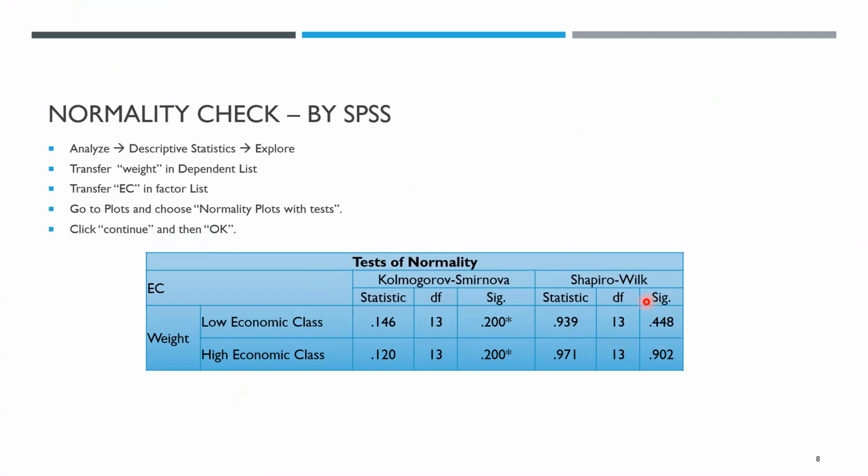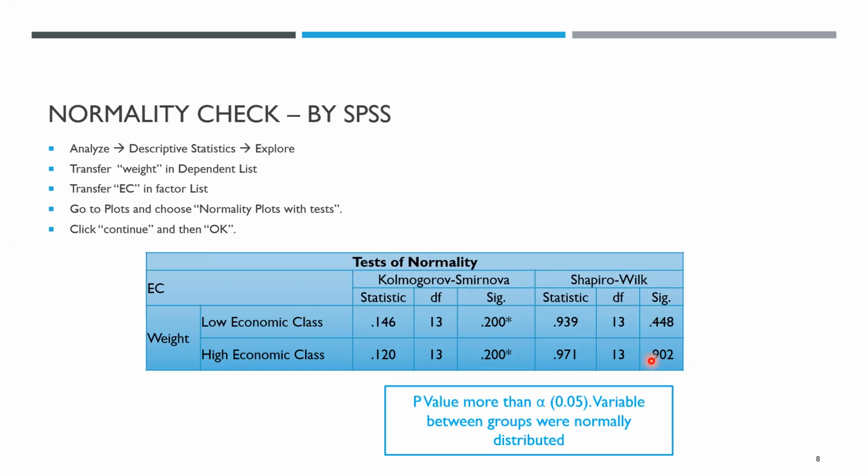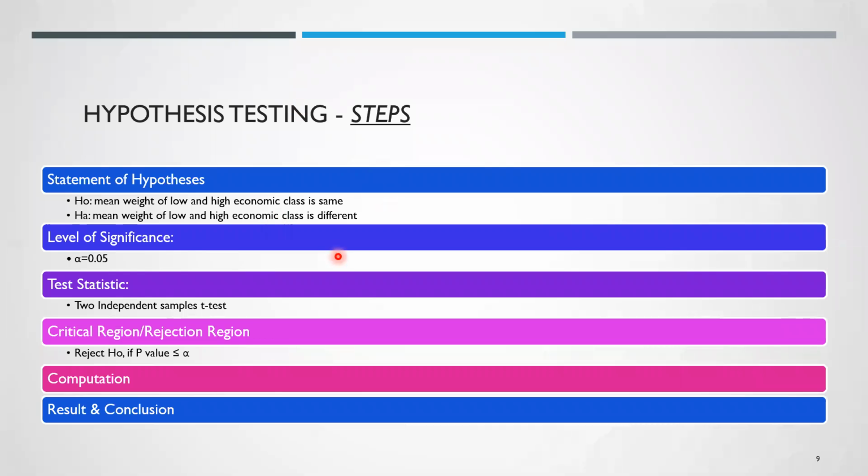So here, since our sample size is small, we are going to use the Shapiro test, and the p-value in both categories is more than 0.05. So we will say that our assumption of normality is fulfilled. So the weight of the patients in both the low class and the high class follows a normal distribution. This gives us the green signal to go for the two independent sample t-test.